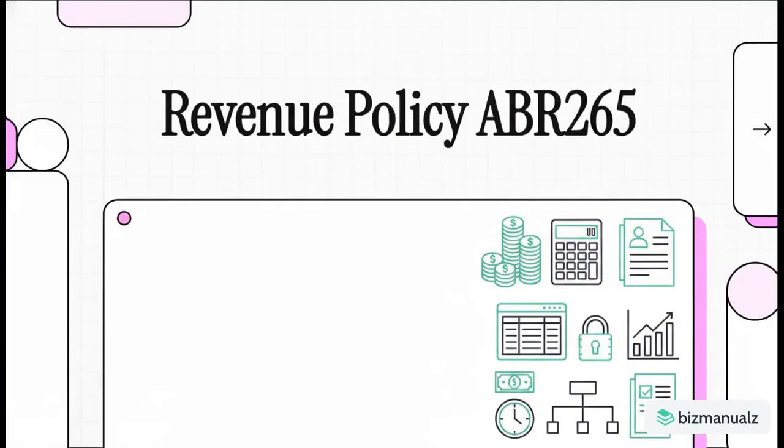Welcome to This Explainer. Today, we're unboxing what is honestly the ultimate shortcut for accounting and finance teams. We're looking at the Bizmanualz Revenue Policy and Procedures Manual, specifically item ABR 265. Look, if you've ever been tasked with bringing order to a company's financial ops, you know exactly how daunting it is to document every single step of your cash flow process. It's a massive headache, right? Well, this product is literally designed to make that headache disappear.